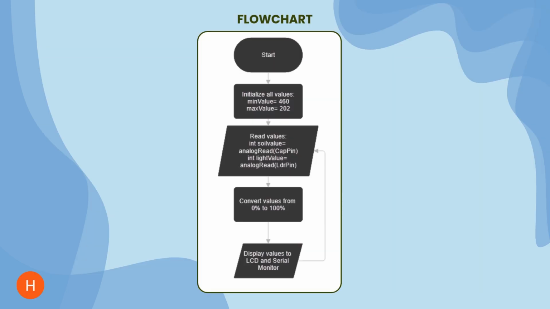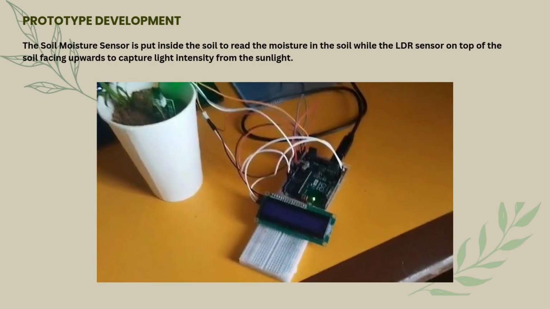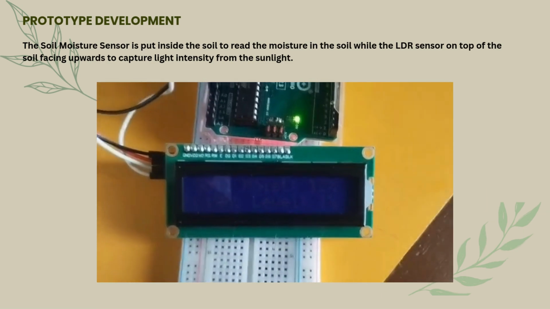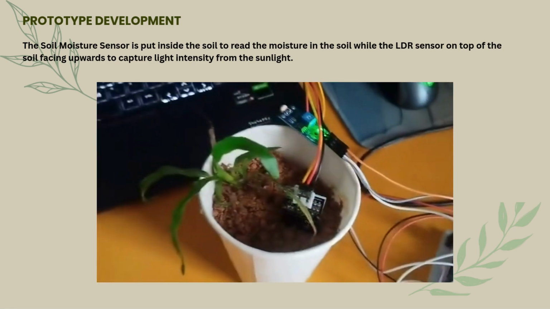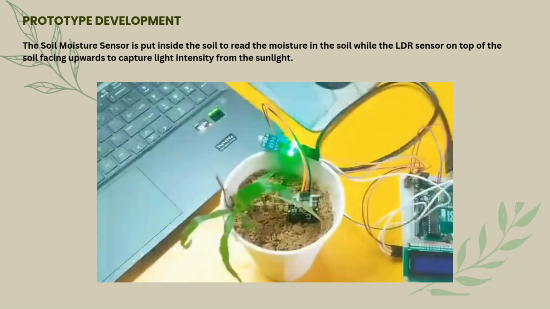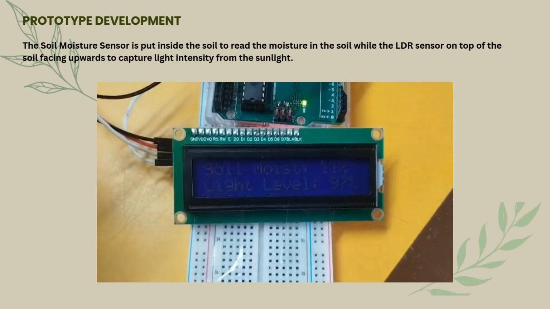So this is the flowchart of our project. So this is the setup with all the components. We can see the value of the soil and light intensity level on the LCD. In order to determine that it works, we will turn on the light so that it can detect the light change, and we can see the value changes.